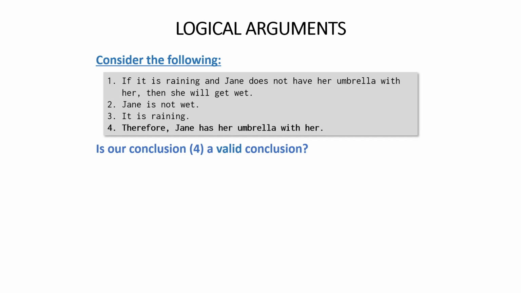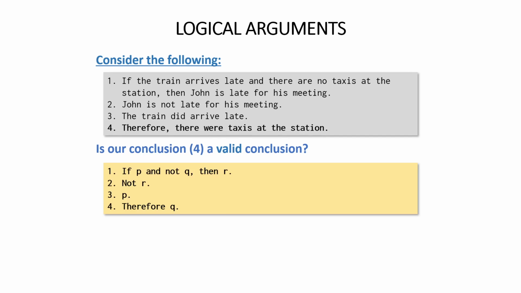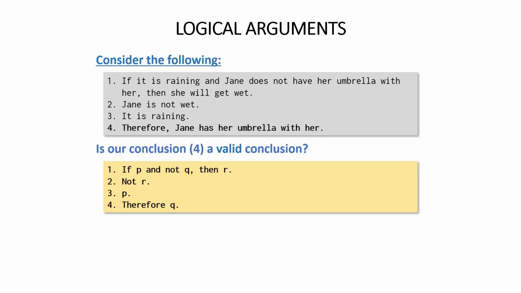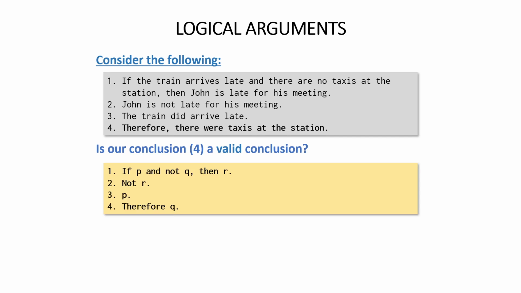So we can again write a formulation in propositional logic. And actually, if you look closely, if P and not Q, then R. If P and not Q, then R. So this thing is the same, just Jane and John interchanged, and taxis and rain. So although it's very, very different, here we conclude that Jane has an umbrella with her, here we conclude that there were taxis at the station, right? Completely different worlds. We can still use the same logic to formulate this.